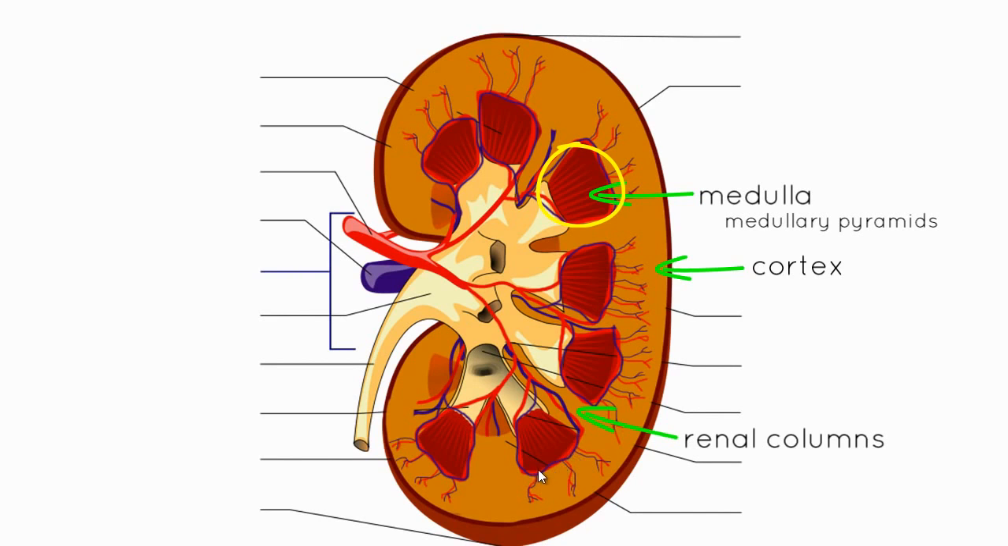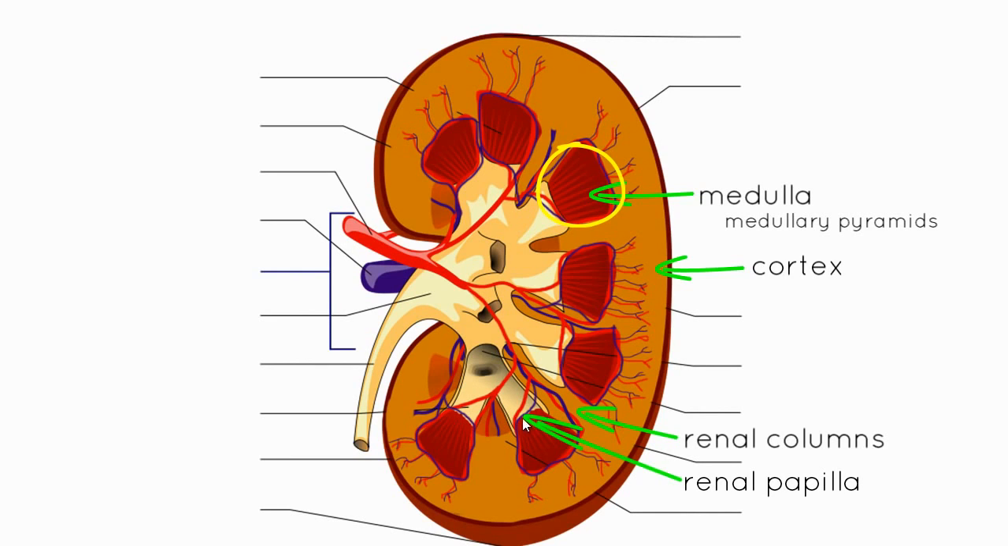So the base of these pyramids faces outwards into the cortex, but the tip of the pyramid, the apex, points in towards the renal sinus. So the apex, this little tip of the renal medulla, is called the renal papilla. So the word papilla is Latin for nipple, and it crops up quite often in anatomy. So you've got the major duodenal papilla in the duodenum, and it's kind of like, I guess, nipple shaped. So this little tip is called the renal papilla.